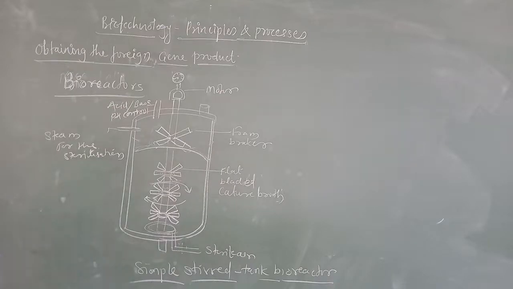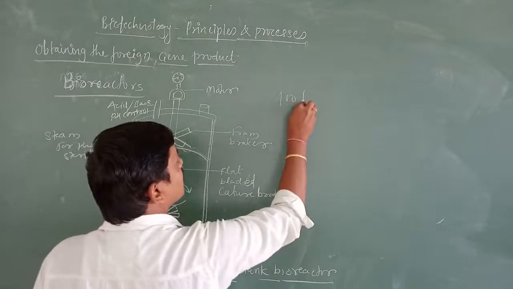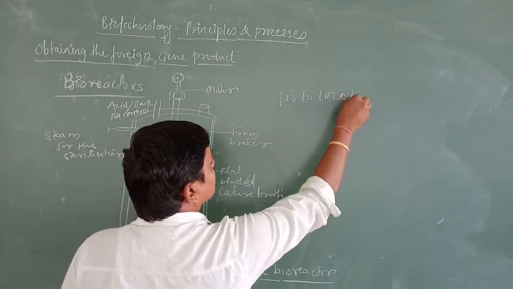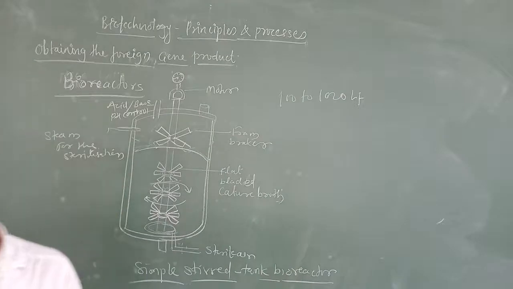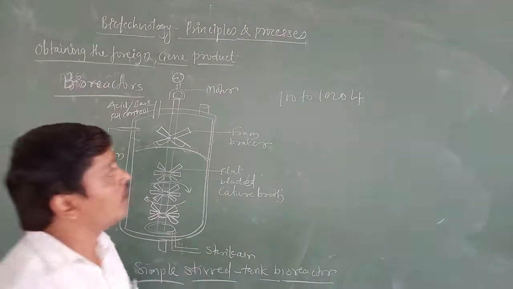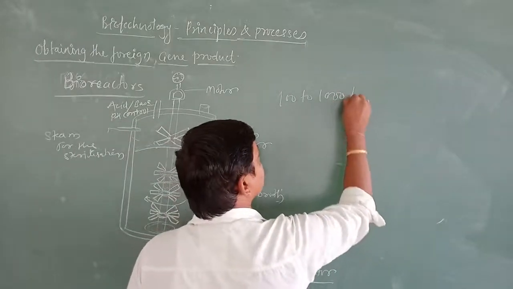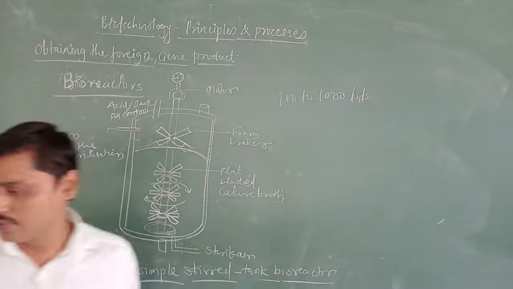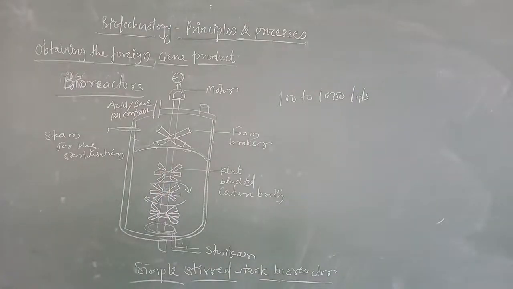Another one is: what is a stirred tank bioreactor? This is the bioreactor. What is going to happen in this bioreactor? These are bioreactors of 100 to 1000 liters of volume. They are used for the culturing process as required.